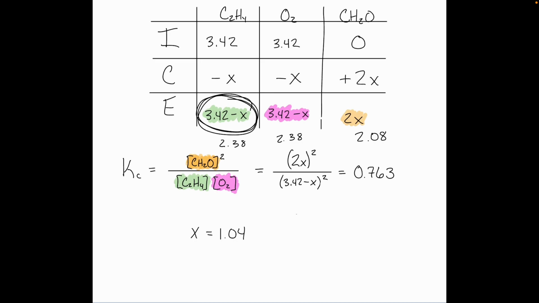All right? So, again, it's a little bit more algebra than we've seen thus far, but should be totally doable.